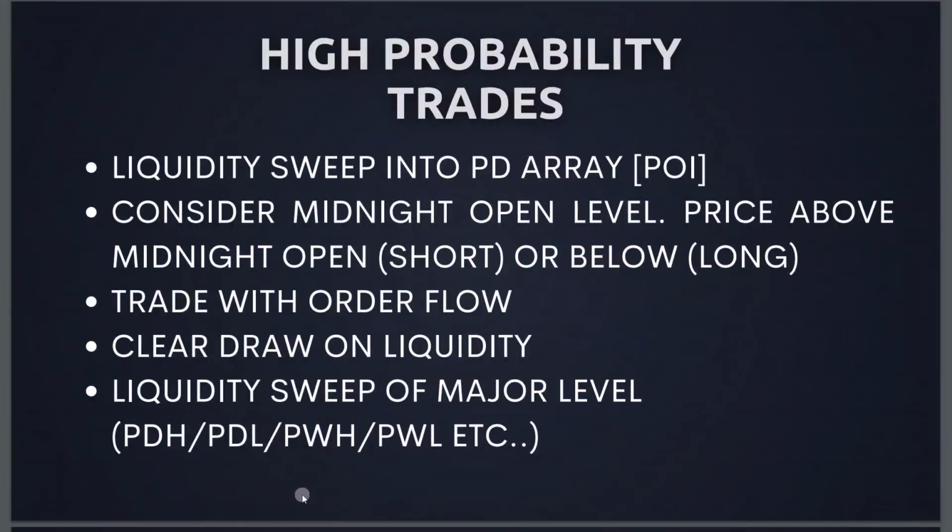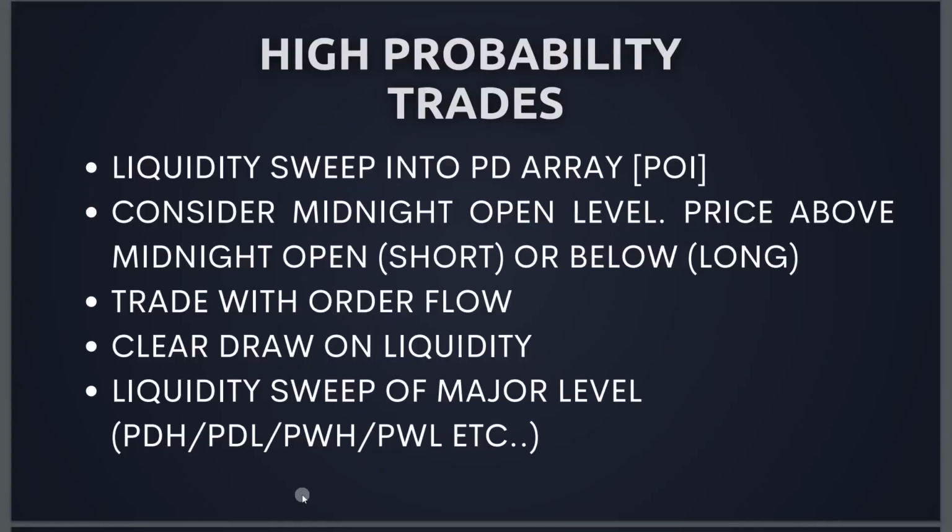Now I always give you some notes about how to get high probability trades. Very quickly, the liquidity sweep should happen into a PD array, a point of interest, either an order block, fair value gap, breaker block, or any PD array. You should also consider the midnight open level. So if price is above midnight open, then you go short, and if price is below midnight open, then you go long. But this is not necessary.